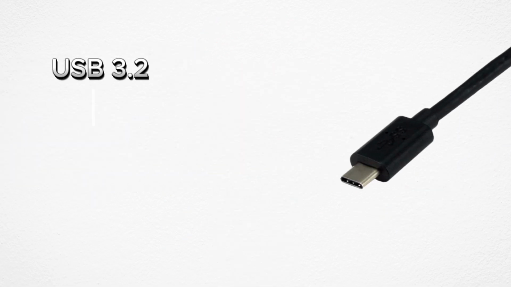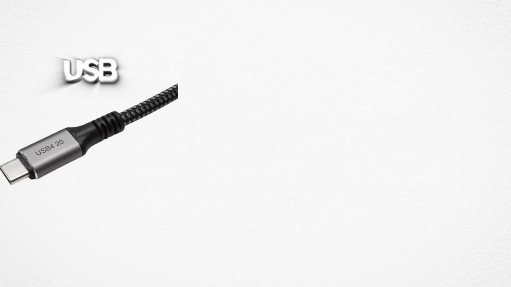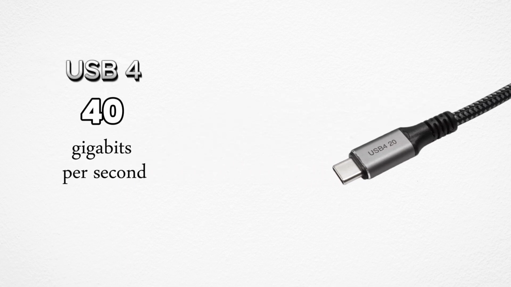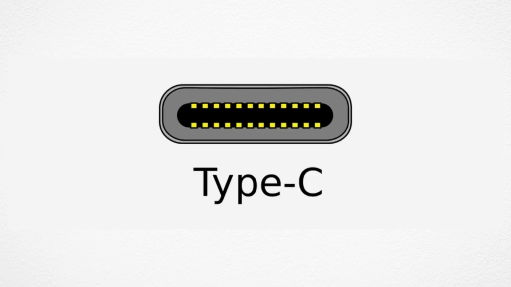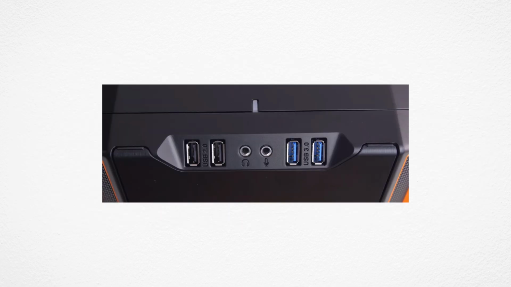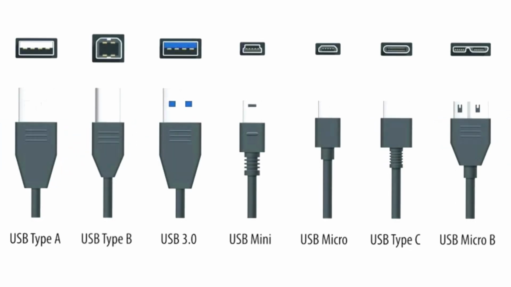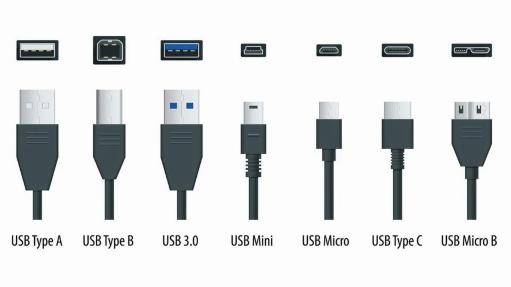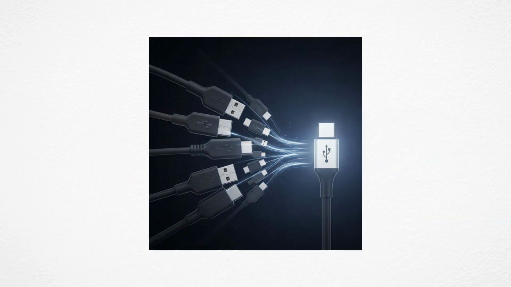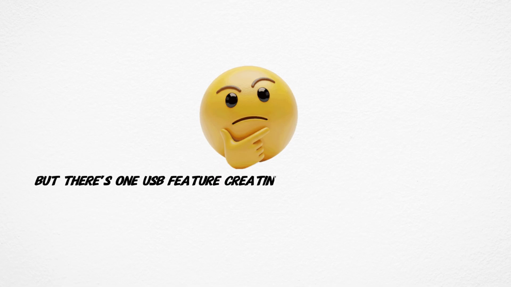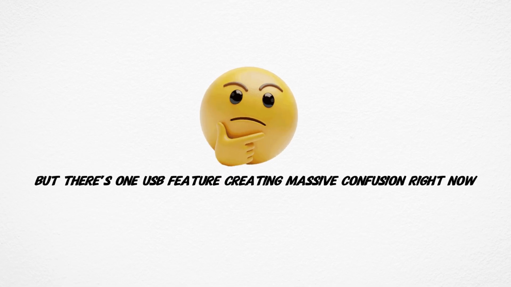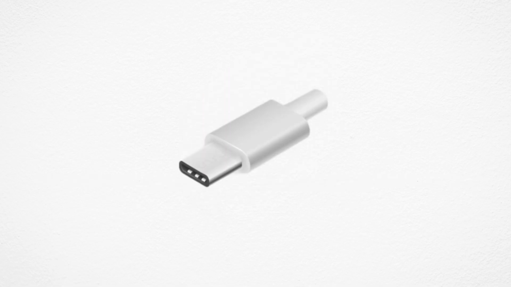USB 3.2 goes to 20 gigabits per second. USB 4 reaches 40 gigabits per second, using Type C shape. But here's reality. Most computers still use USB 3.0 and 3.1. Here's the trend. USB is consolidating. All these versions are being killed off and replaced by one thing, Type C. Faster, simpler, more powerful. But there's one USB feature creating massive confusion right now, and we need to talk about it next. Type C is the revolution happening right now, and most people don't even realize it.